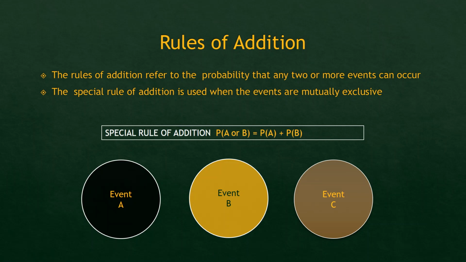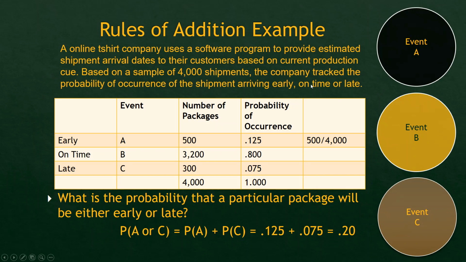If and only if the events are mutually exclusive can you use this, where the probability of A or B occurring, so either A or B occurring, equals the sum of the probability of A and the probability of B occurring. Okay, so let's take a look at an example.